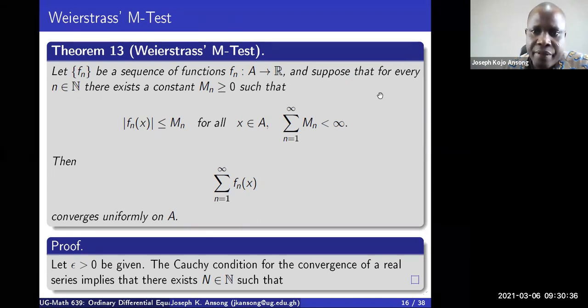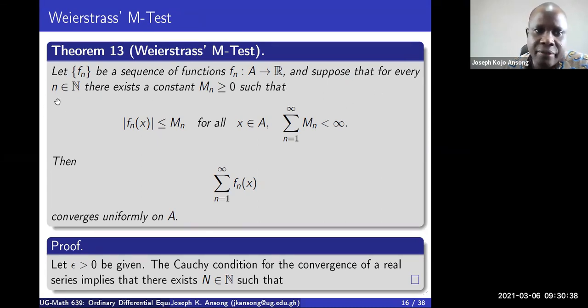Here this says let Fn be a sequence of functions from a domain A to R, and suppose that for every n in N there exists a constant Mn which is greater than or equal to 0, a real number, such that the absolute value of fn is bounded by Mn. So each of the functions here is bounded by M. This M depends on the function. Each of them has a different bound.